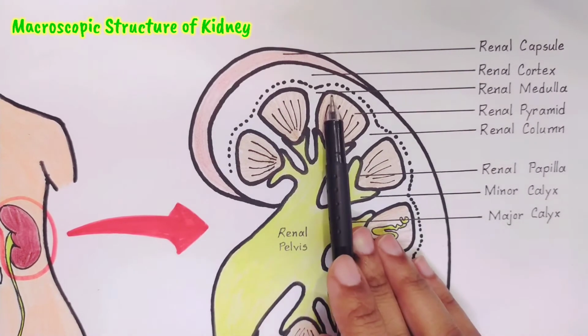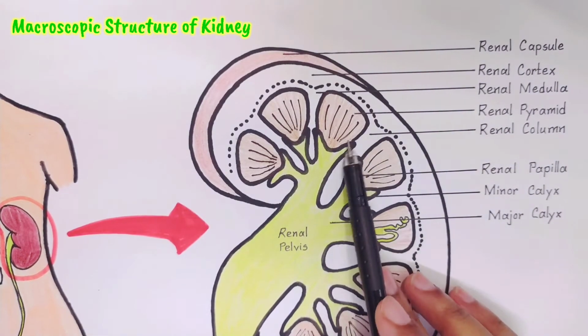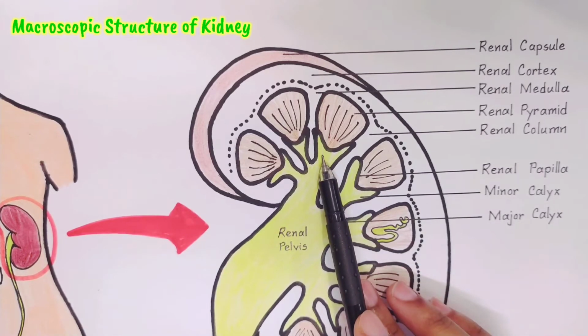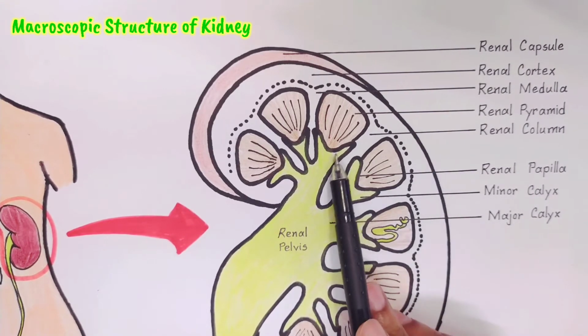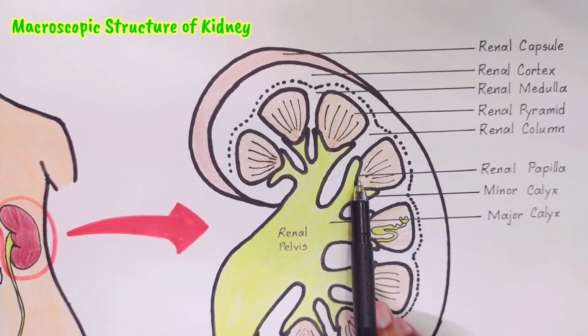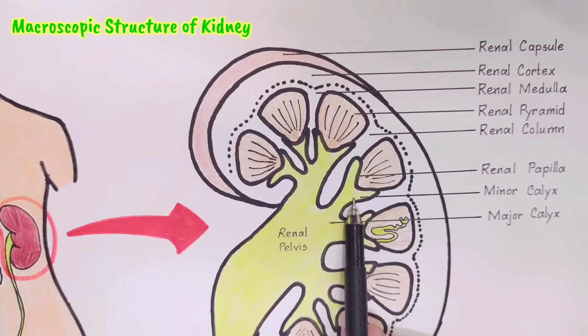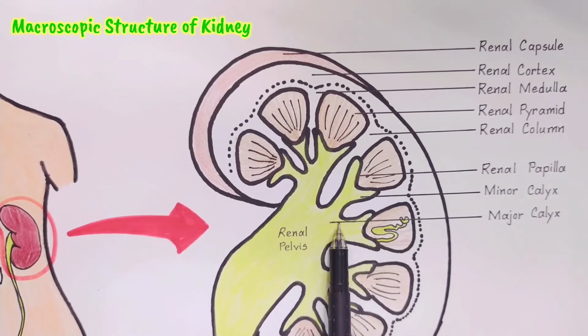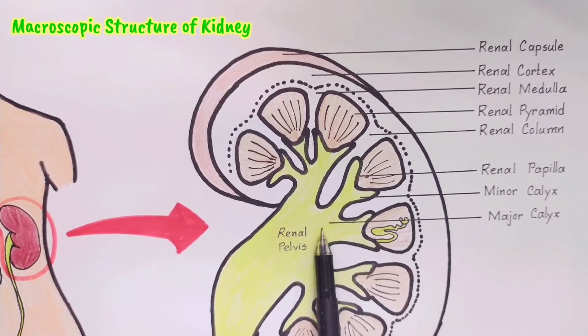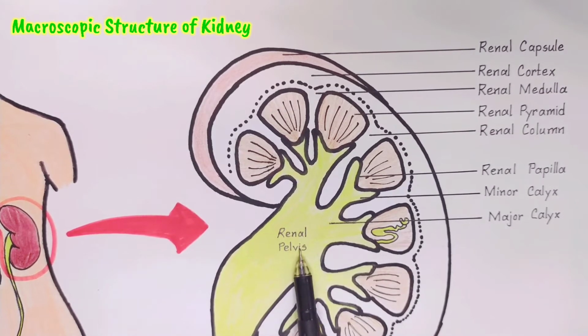Each pyramid presents a base directed to the cortex and an apex projected into the renal sinus as the renal papilla. Each papilla is perforated by 16 to 20 or more ducts of Bellini and received by a minor calyx. The pelvis divides into 2 to 3 major calyxes, and these in turn divide into 7 to 13 minor calyxes.